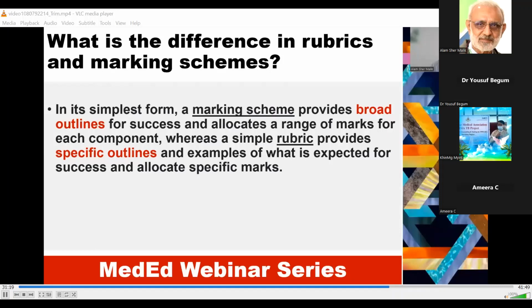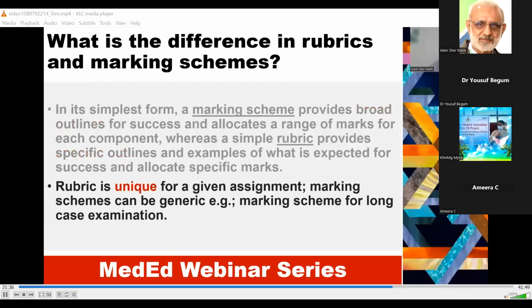Therefore, rubrics can help the assessment in the form of objectivity, whereas marking schemes may have more subjectivity and less objectivity. A rubric is unique for a given assignment. Marking schemes can be generic. For example, a marking scheme for long case examination. So a generic marking scheme for long case examination can be applied to different cases.